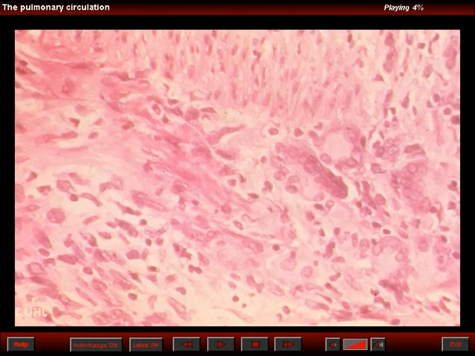Here we see histological findings in Takayasu arteritis. This patient had occlusion of many systemic arteries of the arch of the aorta, and note the giant cells and round cells infiltrating the wall of the artery, which appears markedly disrupted.